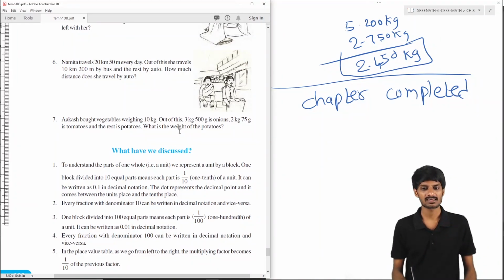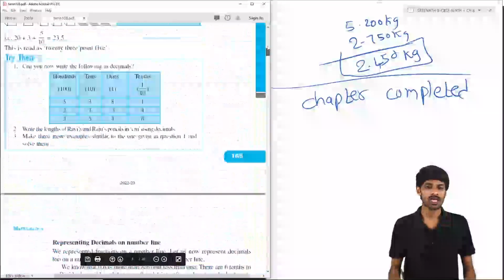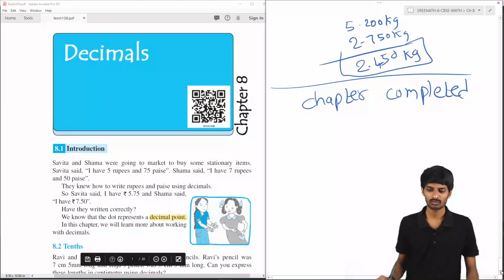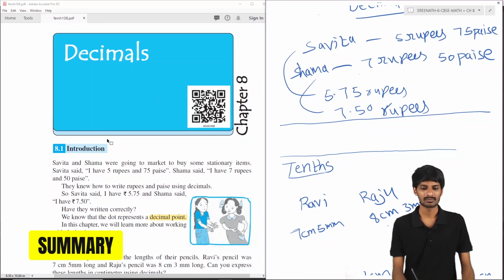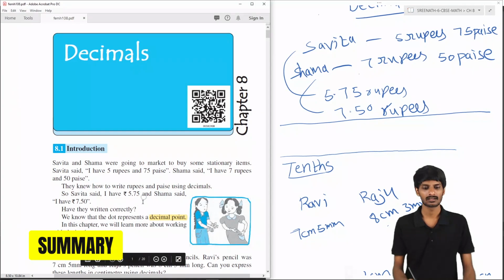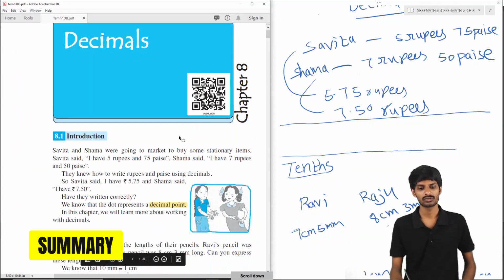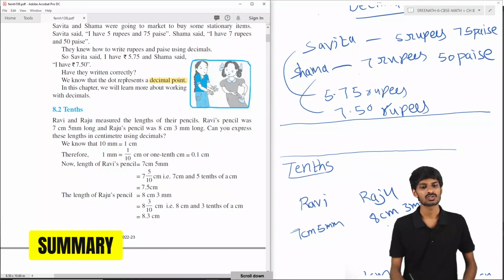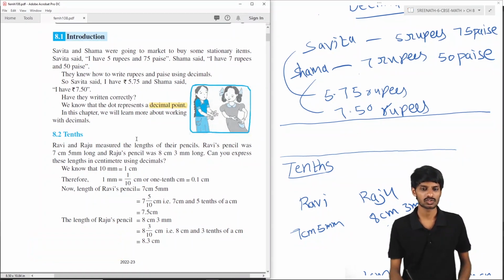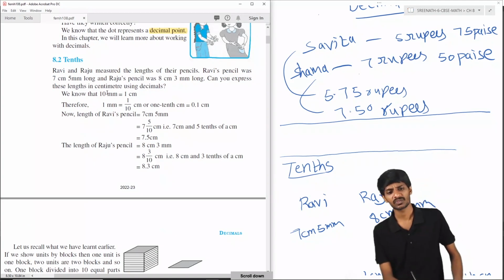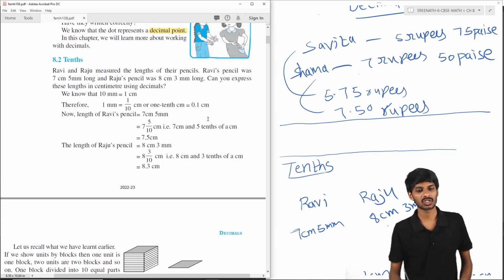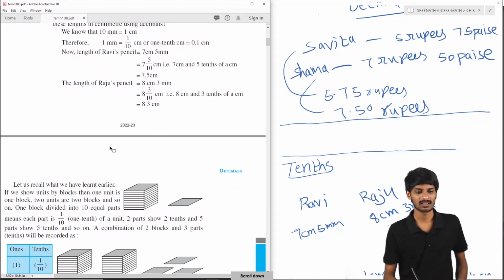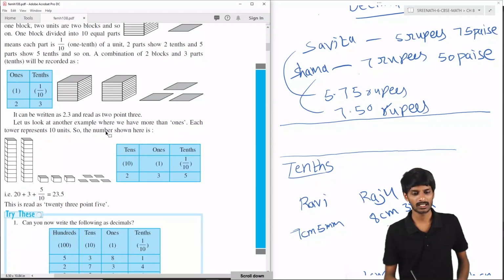So as our chapter is completed, we are going to have the summary session. Let us recall what we have learned in this chapter, students. Our chapter name is decimals. So in the decimals, there is a decimal point, and tenths. 10 millimeters is 1 centimeter, and 1 millimeter equals 1 by 10th centimeter. 1/10 centimeter is called 0.1 centimeter. We have learned about it pictorially.